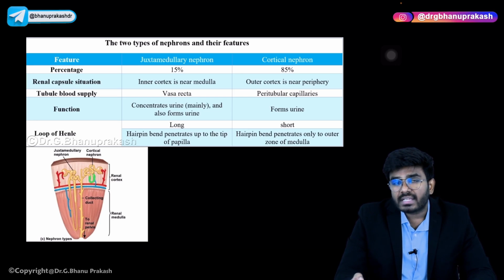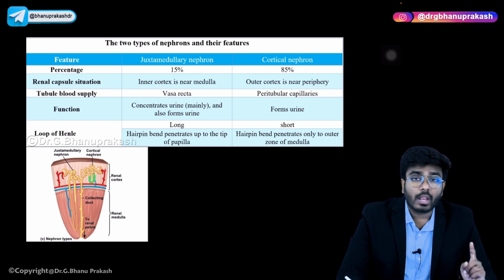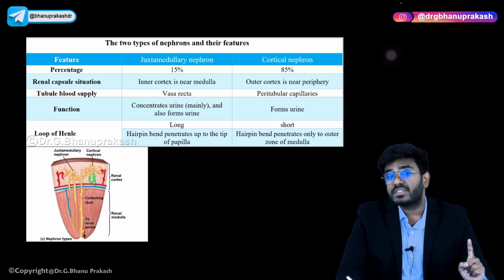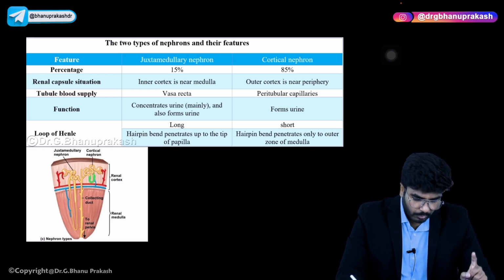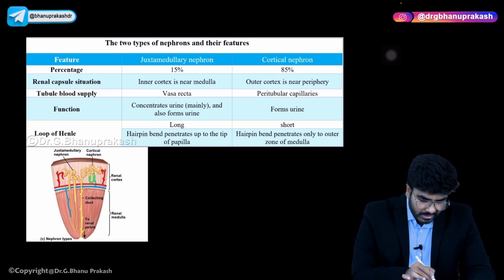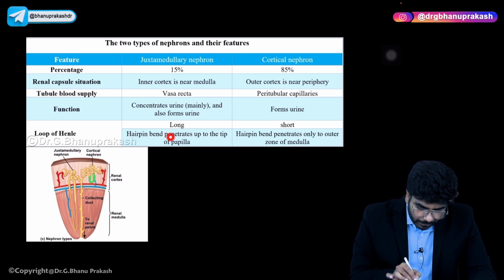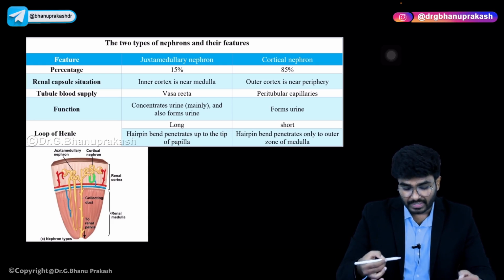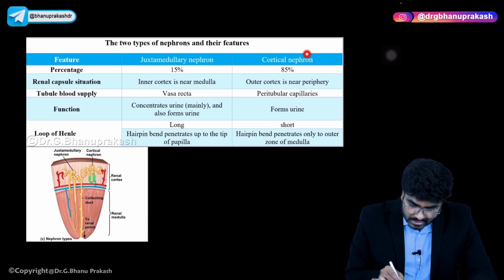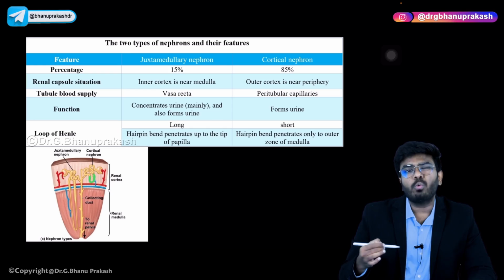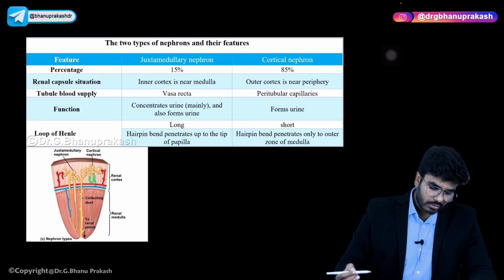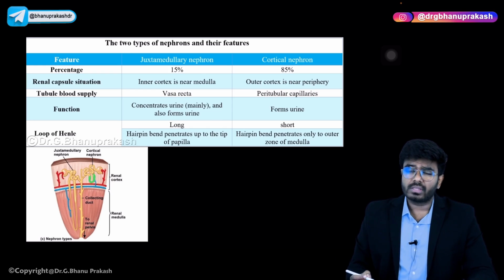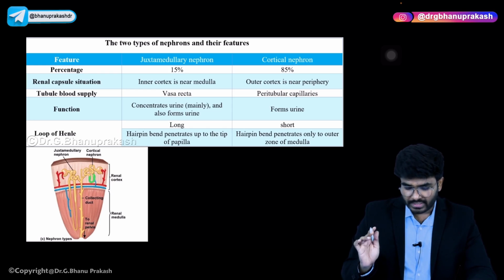So which type of nephrons have a long loop of Henle? A long loop of Henle is present in juxtamedullary nephrons, and that's a very important point. Please concentrate. The hairpin bend of the loop of Henle penetrates up to the tip of the papilla, which is present in the renal pyramids. In the cortical nephrons, the hairpin bend penetrates only to the outer medullary regions. So we have seen the two important types of nephrons and their importance.